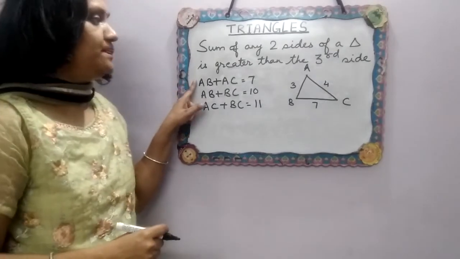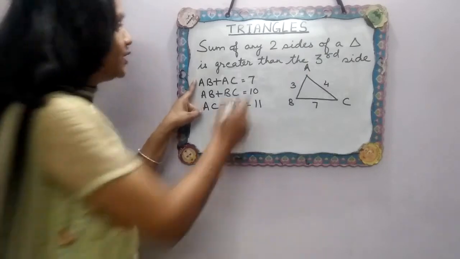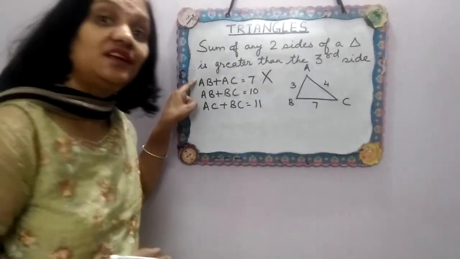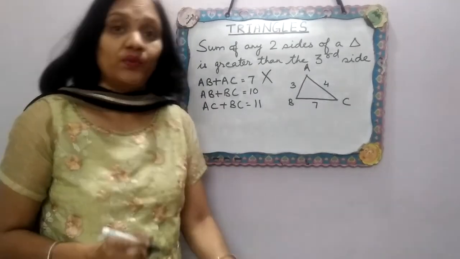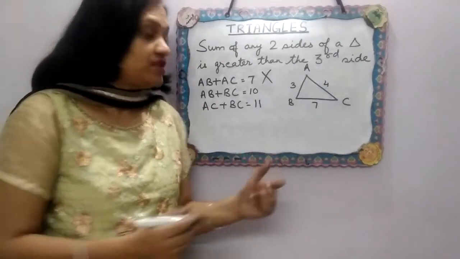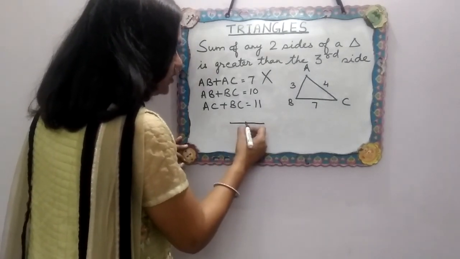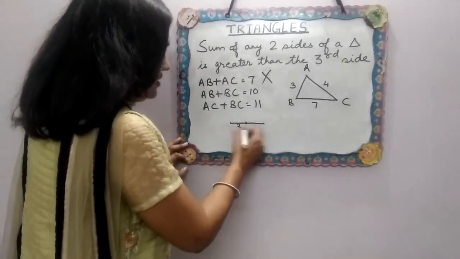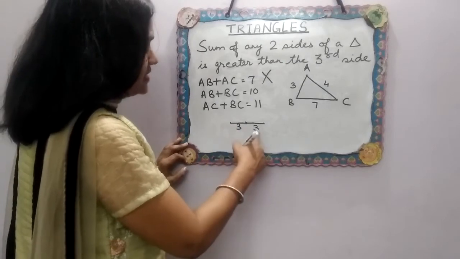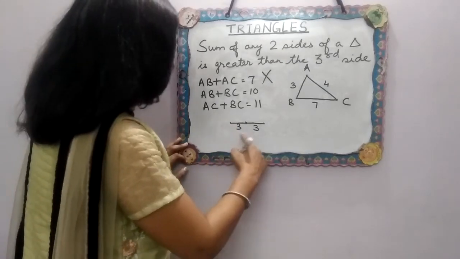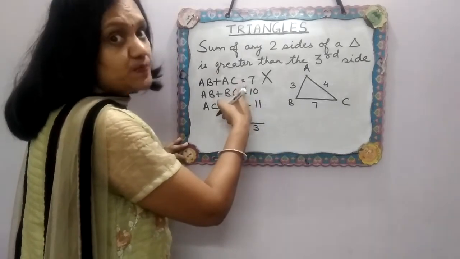If you look at this AB plus AC, is the sum of two sides greater than the third side? No, it is equal to the third side. So, is a triangle possible? No. I told you that if we have 3 collinear points, then the length of this segment plus length of this segment will be equal to length of this entire segment. A triangle is not possible.